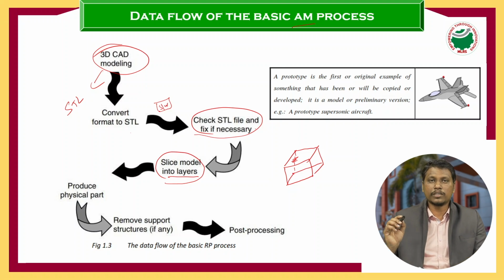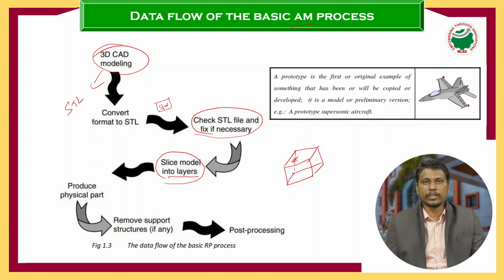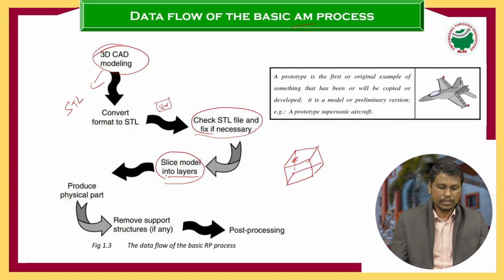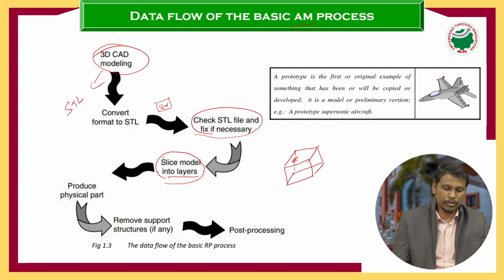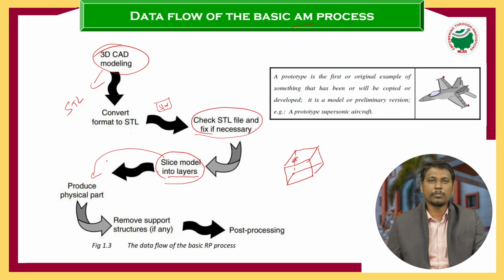If you give a particular thickness, for example if I want to make each and every layer only 0.1 mm because I want a good surface finish product and time is not a problem, then we can give a layer thickness of 0.1 mm, and the slicing will automatically happen. After slicing, the software will send that particular command to the machine, your 3D printer.